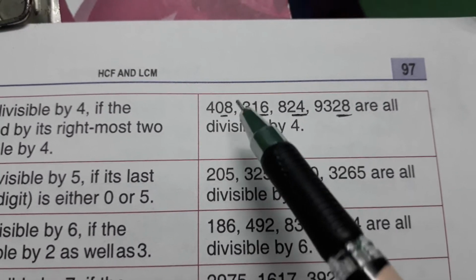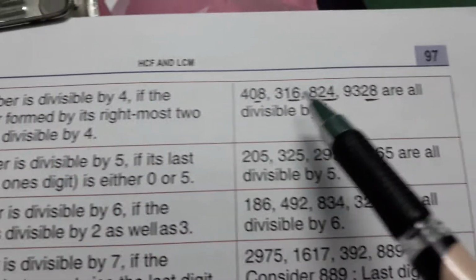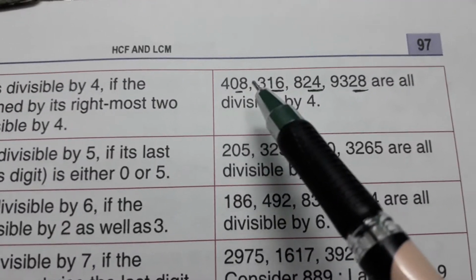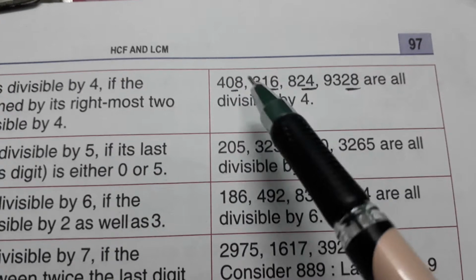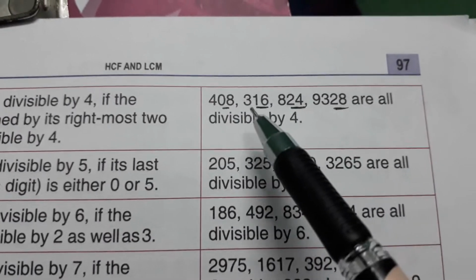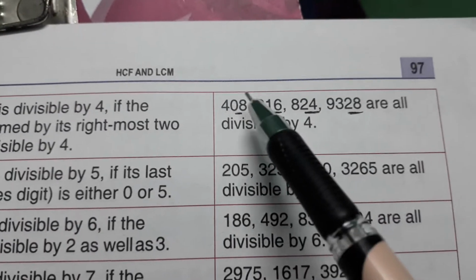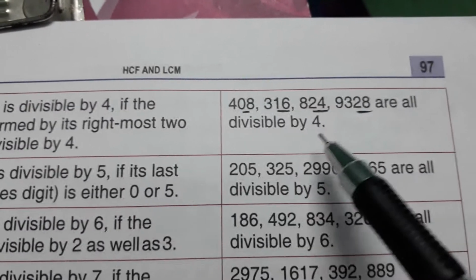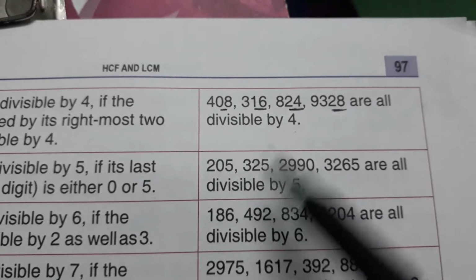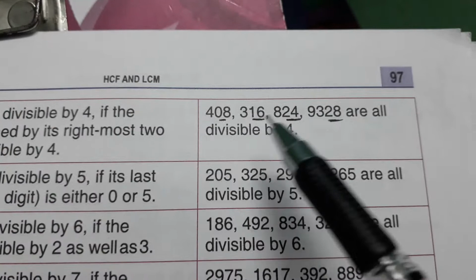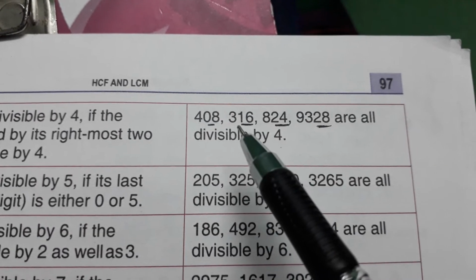The number formed by the last 2 digits, rightmost 2 digits, means the last 2 digits. Whatever big number you take, no problem. By seeing the last 2 digits, we can say whether it is divisible by 4 or not. How? See, the last digit number is 8. So 8 is divisible by 4, so we can say 408 is divisible by 4 directly, without doing division.